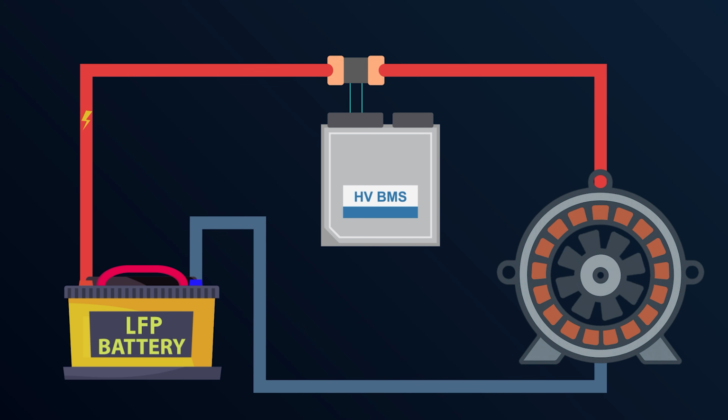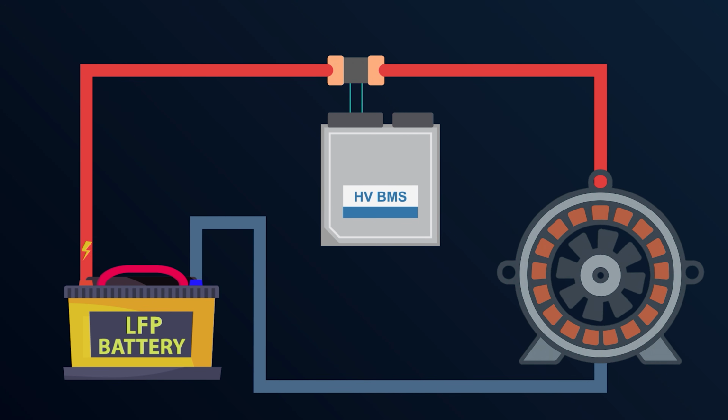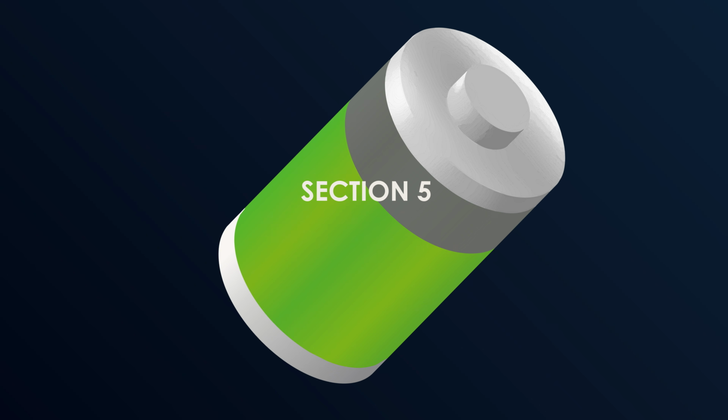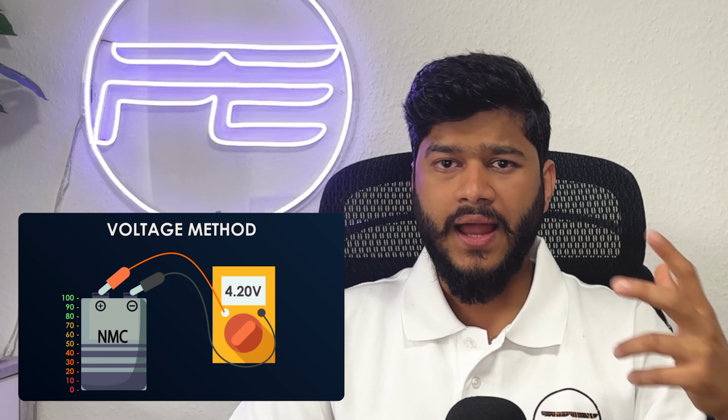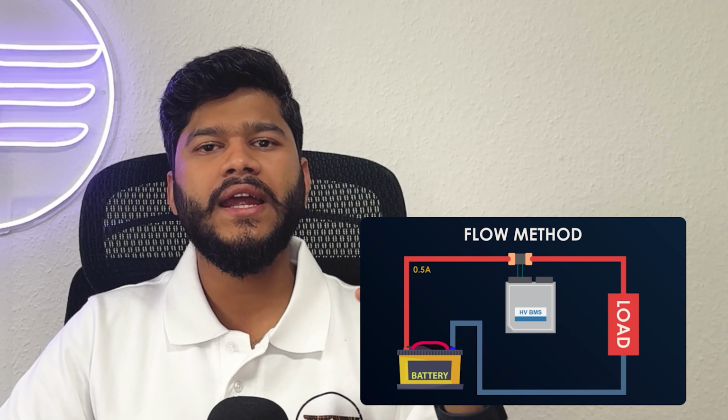A tiny millivolt measurement error on an LFP cell can result in a 50% SOC error for us. This is why LFP batteries absolutely demand Coulomb counting. But since Coulomb counting drifts like a boat without an anchor, our LFP systems are famous for SOC jumps. If our voltage method is a liar and our flow method is a drifting mess, how do we get back to reality? That's where we need a sync point.